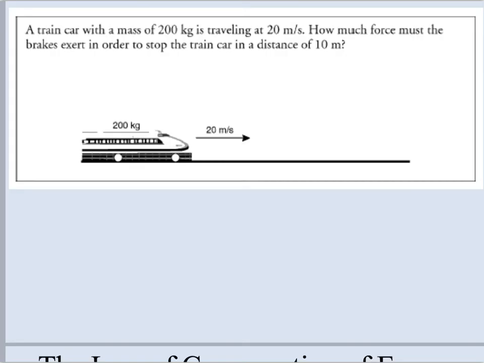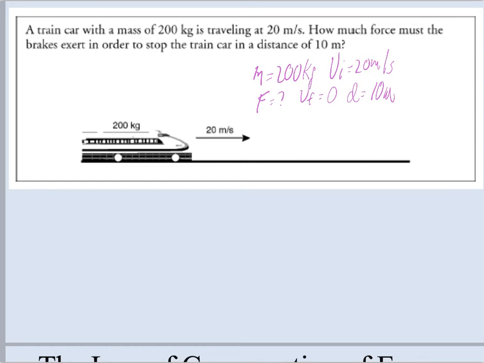All right, we have a train car with a mass of 200 kilograms. It's traveling at 20 meters per second. That's the initial velocity. How much force must the brakes exert to stop the train? So you should be thinking, oh, stopping the train means that its final velocity is 0 in a distance of 10 meters.